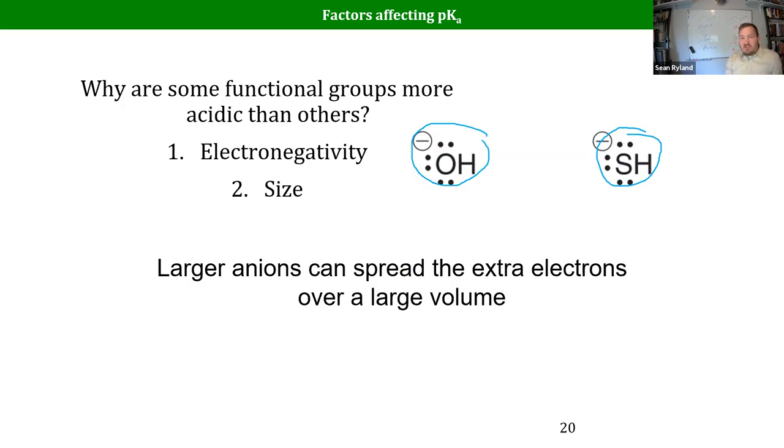Because we have that extra layer of electrons, that negative charge is spread out over a bigger area, which is always going to be more stable, just like with resonance. With resonance, the more you can spread the electrons out, the better. Same with these. They don't have resonance, but the larger ions, everything else being equal, are going to be more stable.